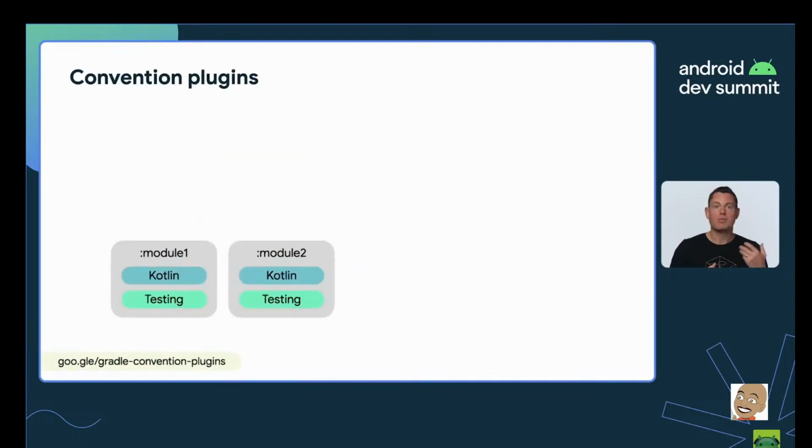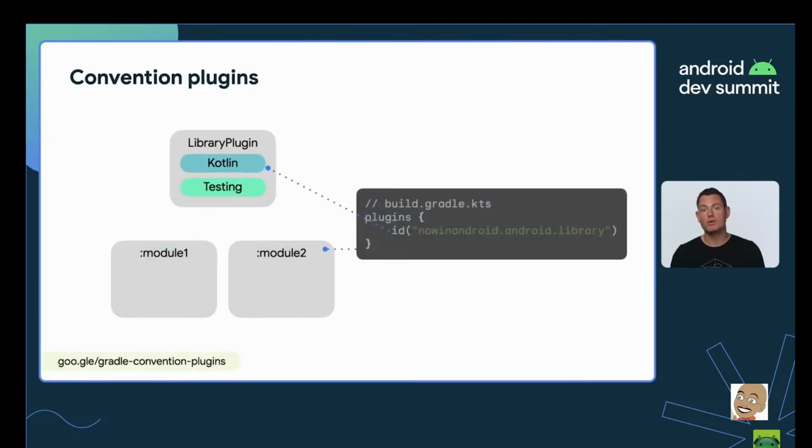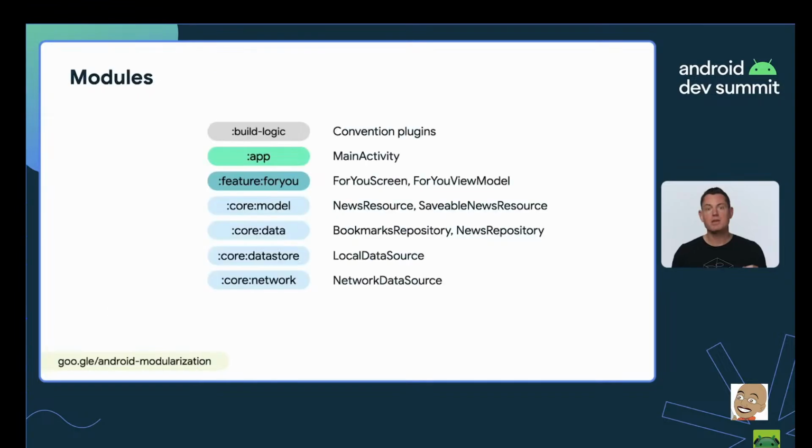Now, a common problem with modularization is that you end up with lots of duplicate dependencies and configuration blocks inside your build files. We solved this in Now on Android using a feature called convention plugins. The idea is to move common options and dependencies into a plugin, and then include that plugin in all the modules which require those options. This way, all your configuration stays in one place and can be easily updated. The plugins and supporting code is contained within a separate build logic module, which is built before any other module. This ensures that any configuration changes are propagated to all dependent modules before they're built.